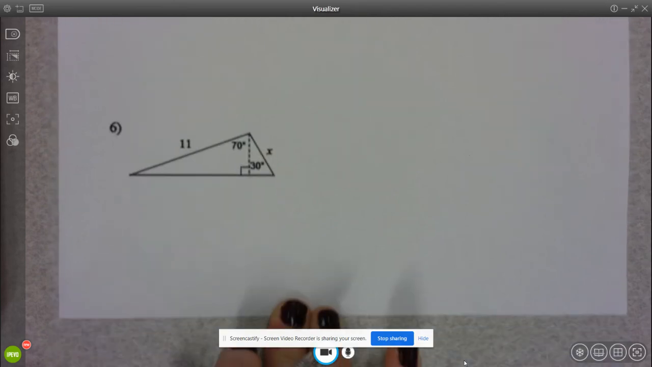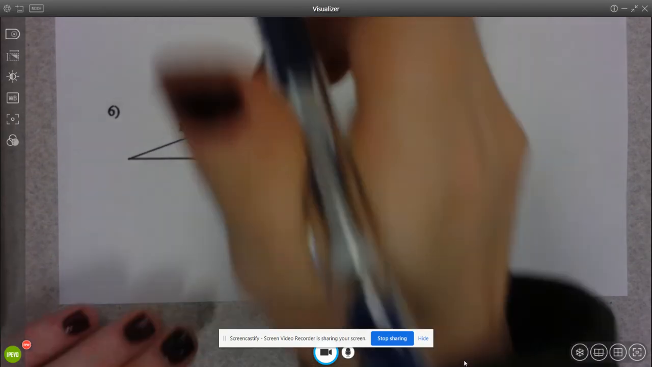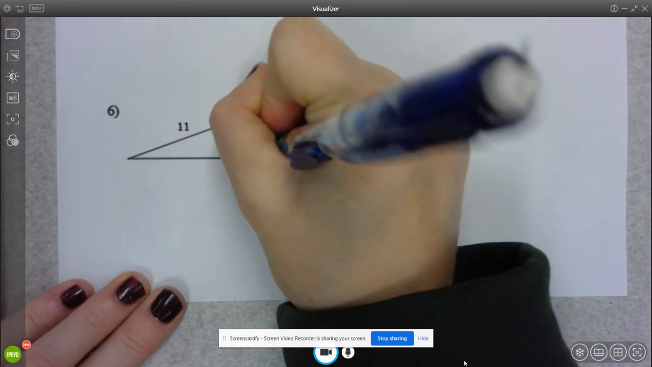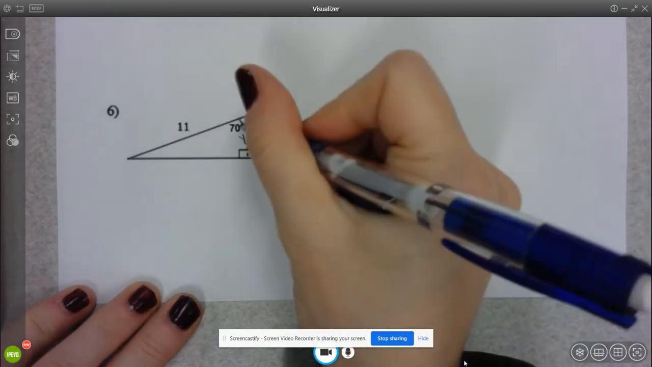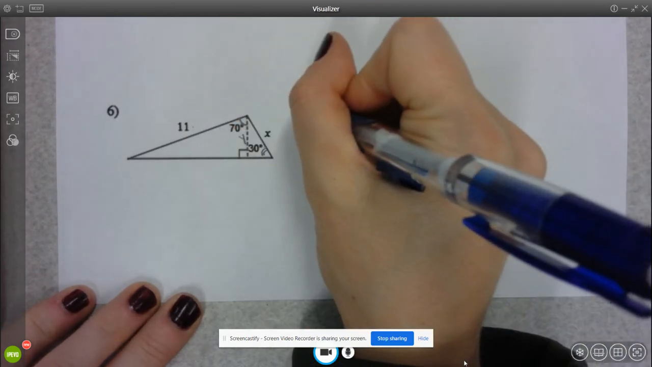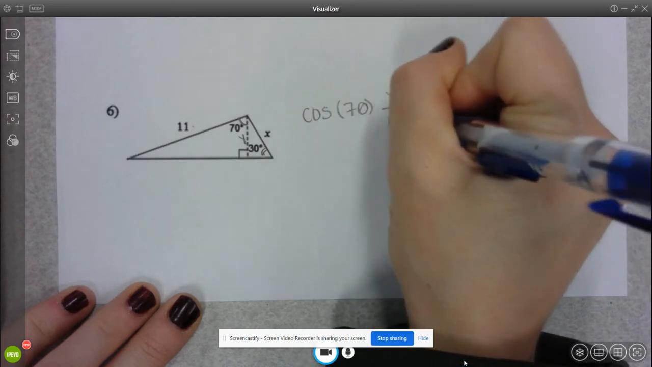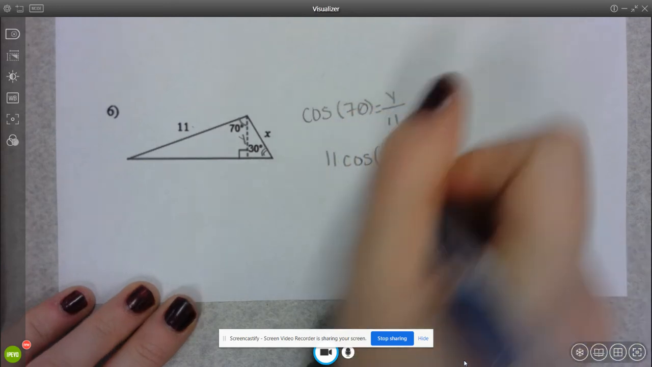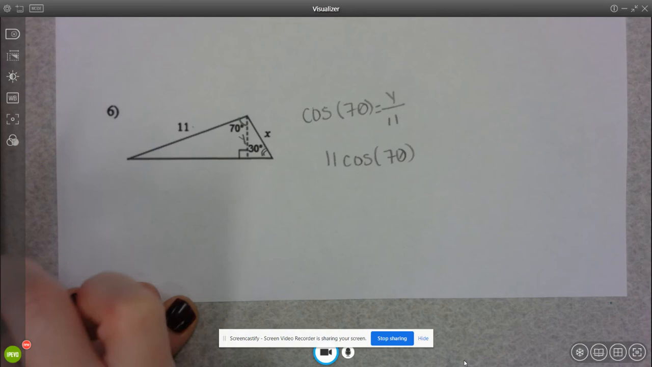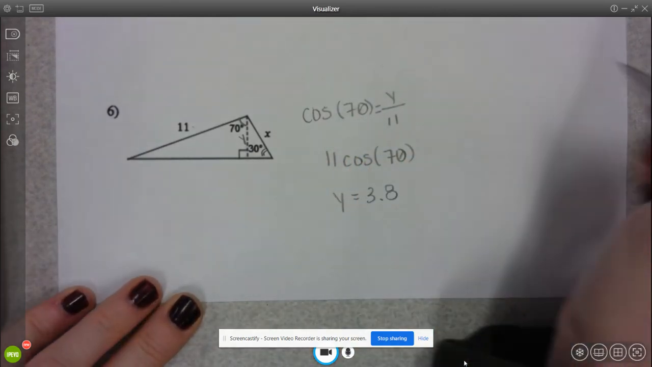All right, last one in this section. Pause, see how you do, come back, and then check with me. All right, adjacent, hypotenuse. So cosine of 70 is y over 11. So we're putting 11 cosine of 70 in our calculator. So y is 3.8.